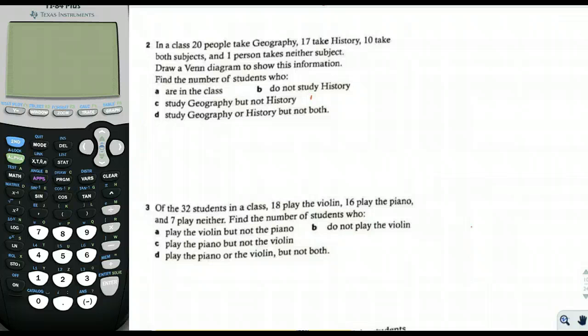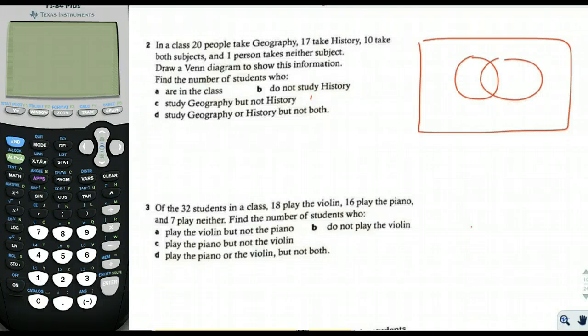Okay, in a class, 20 people take geography, 17 take history. So let's see, geography and history. 10 take both subjects, so 10 in the middle. One person takes neither subject, so that's one outside. 17 take history, so 17 would be 10 plus y. 10 take both subjects, we already got that. One person takes neither subject. How many take geography? 20. Geography would be x plus 10.